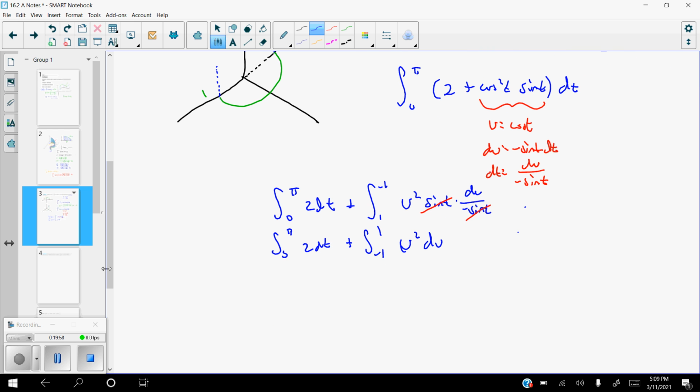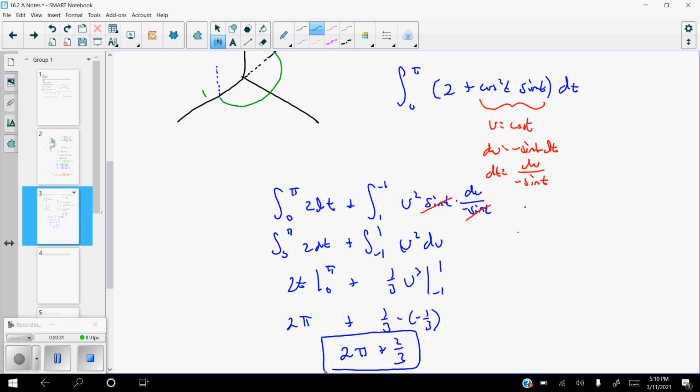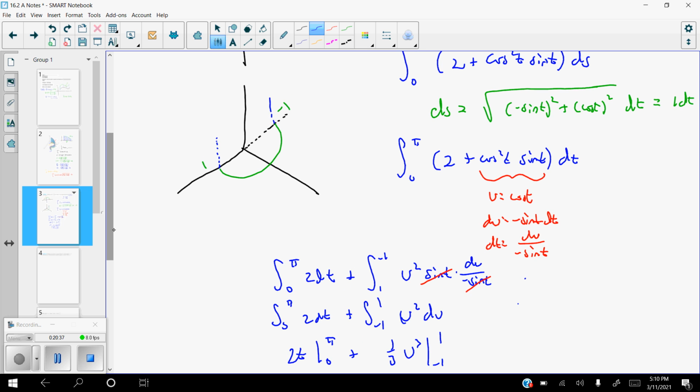So let's see what we ultimately get here. The antiderivative of 2 with respect to t is 2t from 0 to pi, plus the antiderivative of u squared, which is 1/3 u cubed from -1 to 1. So plugging in the first stuff there, we're going to get 2 pi minus 0, which is 2 pi. The second one, we're going to get 1/3 minus -1/3, which is 2/3. So we ultimately get 2 pi plus 2/3. So that's basically going to be the area of that ribbon over top of the curve C.